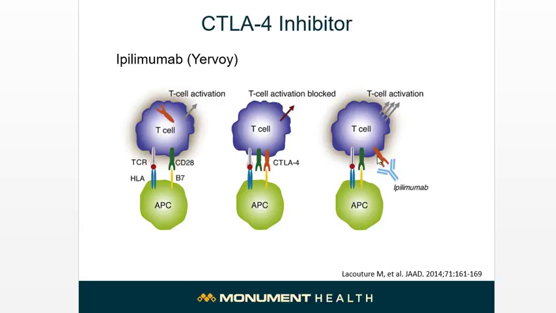What ipilimumab does is it comes in and binds to the CTLA-4 receptor so that there can be no interaction with it, and the only interaction that can be had is between CD28 and B7, resulting in T cell activation. So you can think of the CTLA-4 inhibitor ipilimumab as just preventing T cells from being shut off, or upregulating the immune system.